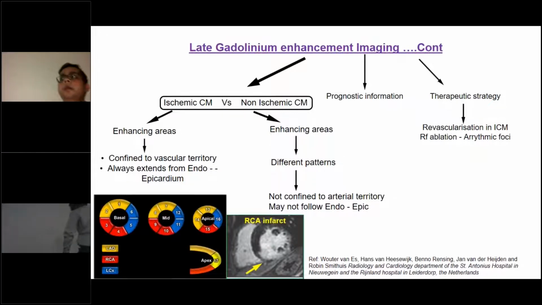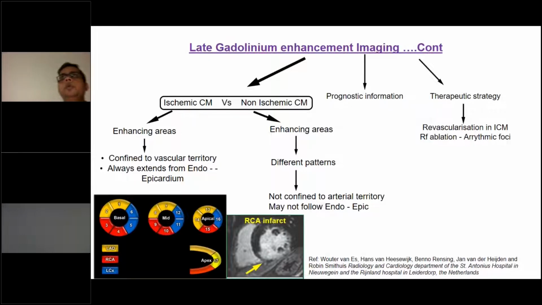On the other hand, in non-ischemic cardiomyopathy, the enhancing areas will show different patterns of enhancement. In a single patient you may see subendocardial enhancement, mid-wall enhancement, and epicardial enhancement. So they will not follow one particular distribution. In addition to that, the enhancing areas will not be confined to one arterial territory.